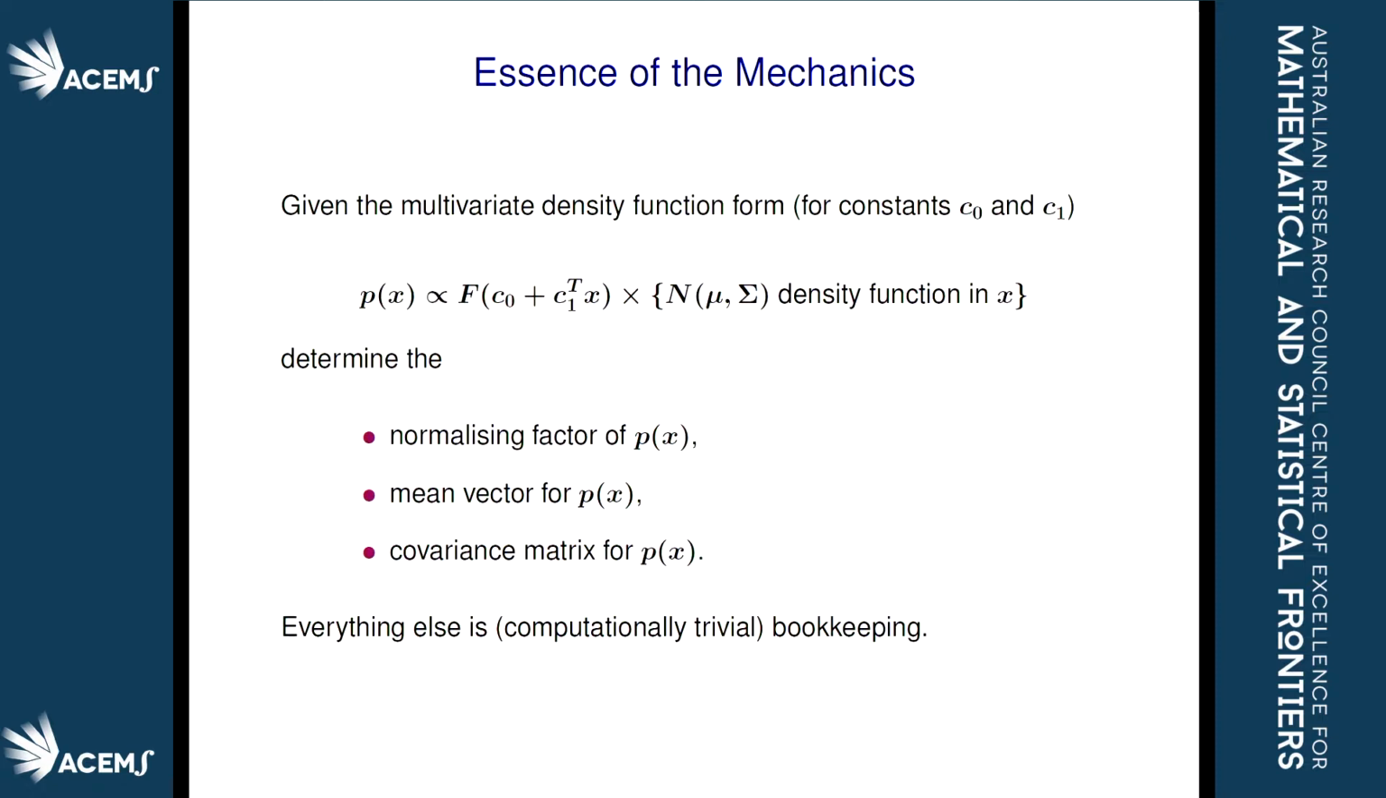So here's a mathematical problem. You have a multivariate density function, P, that's proportional to F. Remember, that's like a CDF, a cumulative distribution function of a linear form, and that's multiplied by a multivariate normal. So that's my density function, right? I'm allowed to state that. And then the problem that I want to solve is: find the normalizing factor, find the mean, and find the covariance matrix. All right, so that's a legal mathematical problem that I can state.